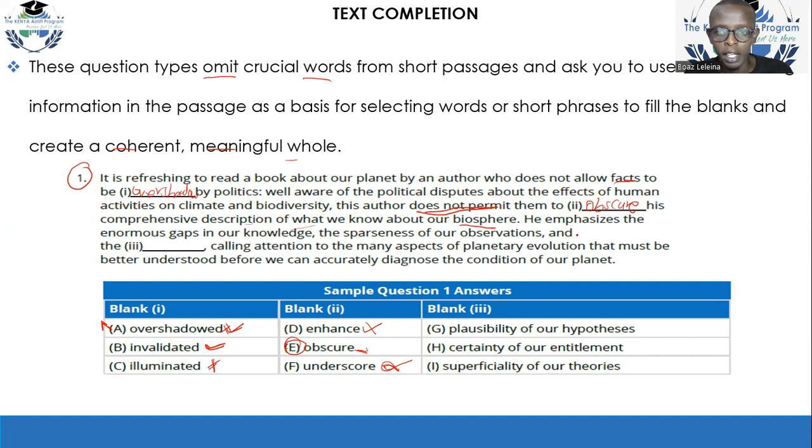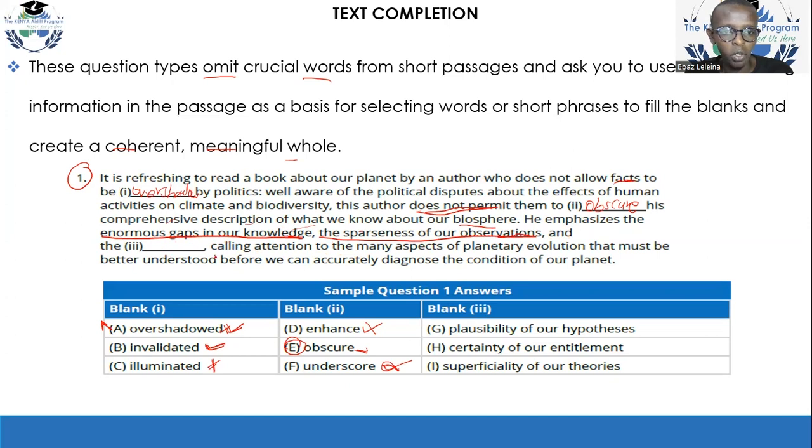Full stop. He emphasizes the enormous gaps. All right, so we are looking at something that is missing here. Let's look at these enormous gaps in our knowledge. So we have enormous gaps, the sparseness of observation. This also means we do not have enough observations.